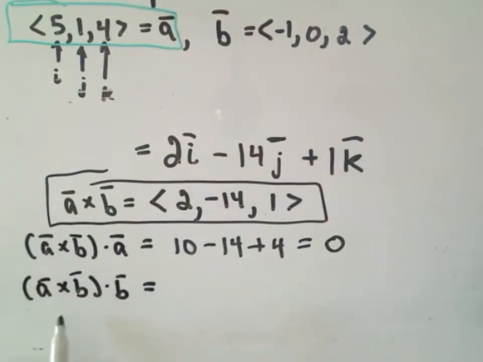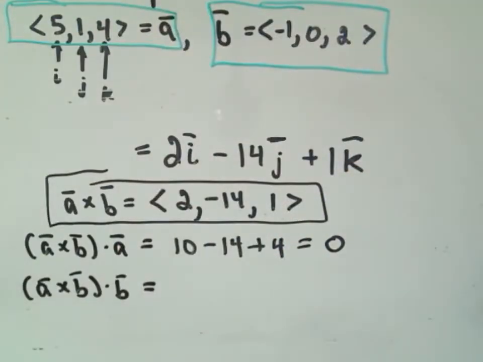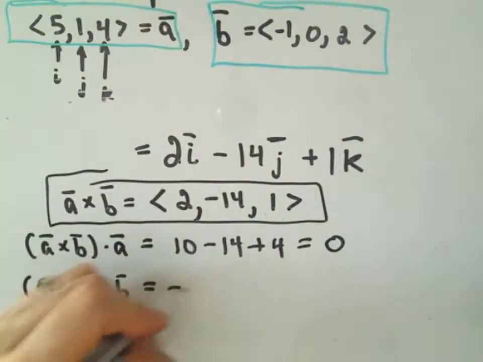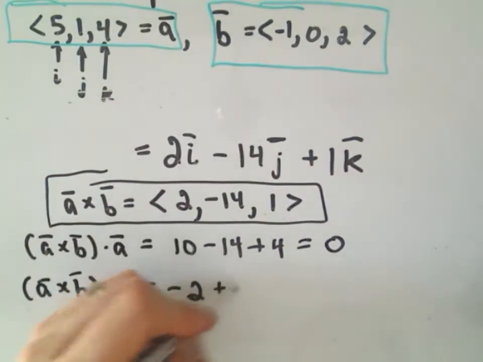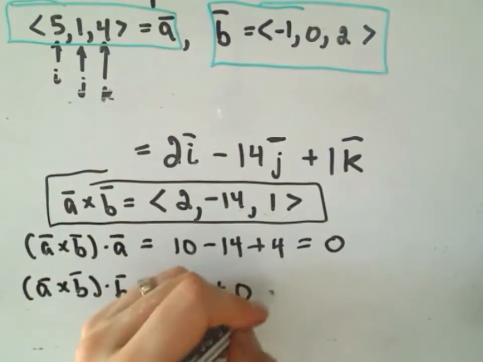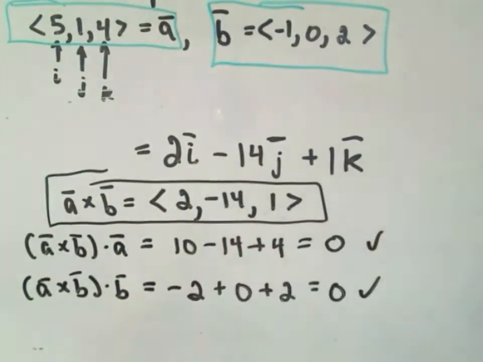And then we can do the same thing. We can take the dot product of the cross product with vector b. So now I'm just multiplying and adding respective components. So it says 2 times negative 1 will be negative 2. It looks like we get negative 14 times 0, so plus 0. And then we'll get a positive 1 times a 2, which again is a 0. So that means our cross product is orthogonal to both vectors. And to me, that's a pretty good indication that I did the computations correctly.